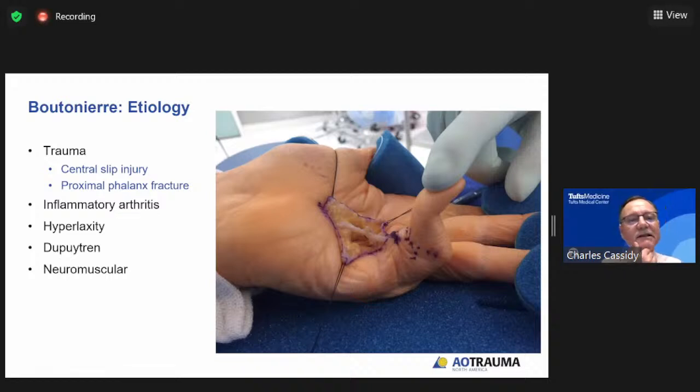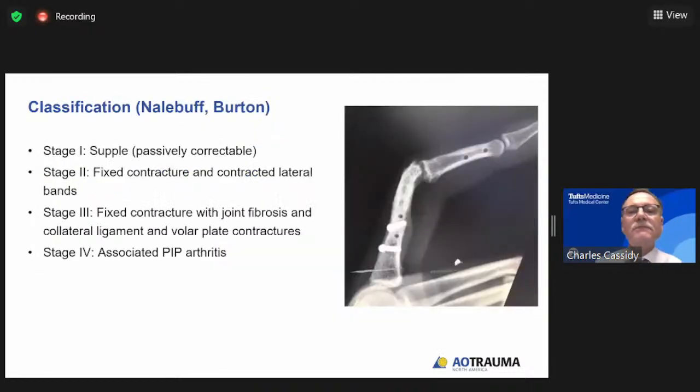So not only is acute central slip injury a cause of a Boutonniere, other things can cause it, like a proximal phalanx fracture, inflammatory arthritis with attenuation of the central slip over time, hyperlaxity, Dupuytren, as you see here, a Dupuytren contracture with a pretendinous cord, and eventual migration of the lateral bands can cause a Boutonniere. And then neuromuscular, which is more complex.